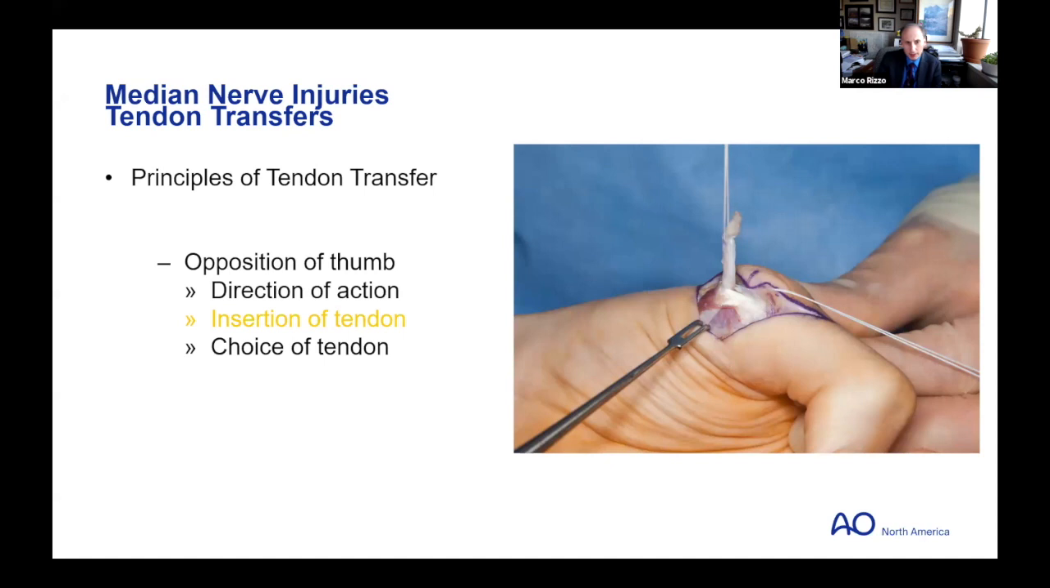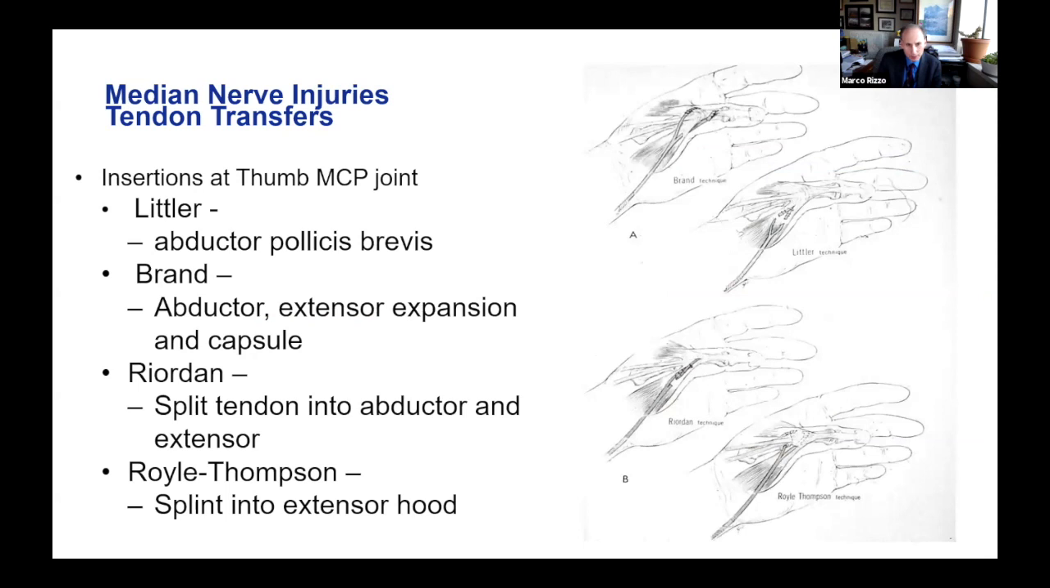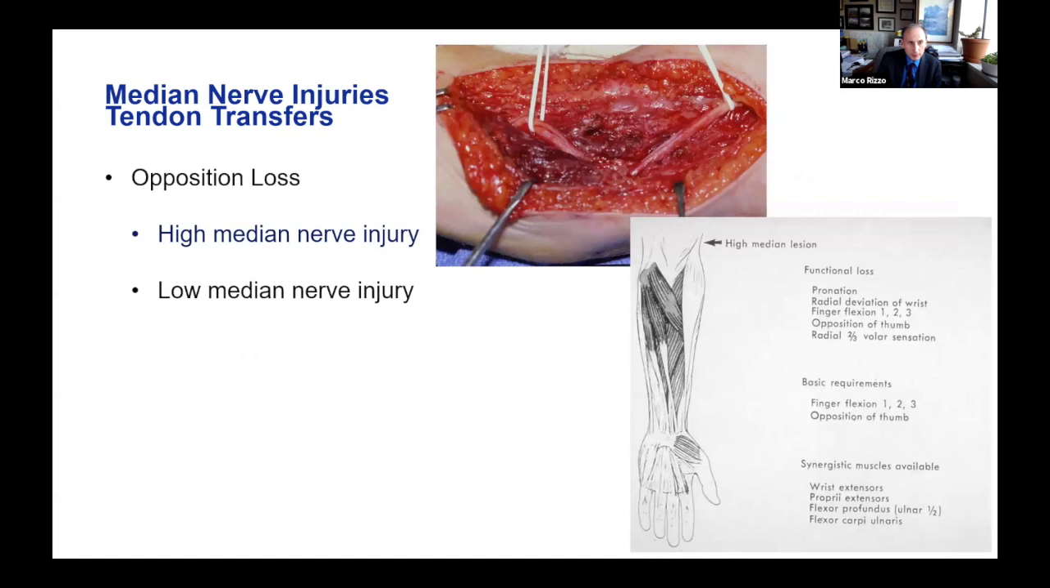Where do we insert these tendons for opposition? Well, I tend to prefer Littler's recommendation on where to suture at the APB, but you can also utilize Brand's, Royden's, and Royal Thompson's, which are all variations on a theme, basically identifying locations where you can do the opponensplasties. Let's quickly go to high median nerve injuries.